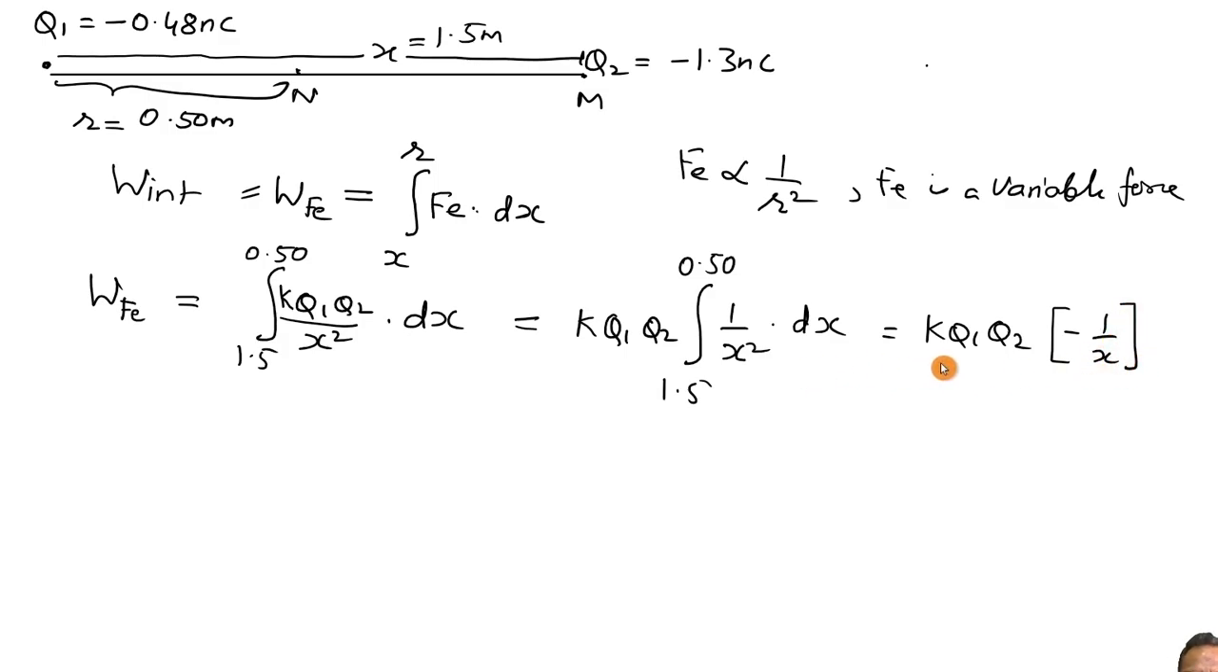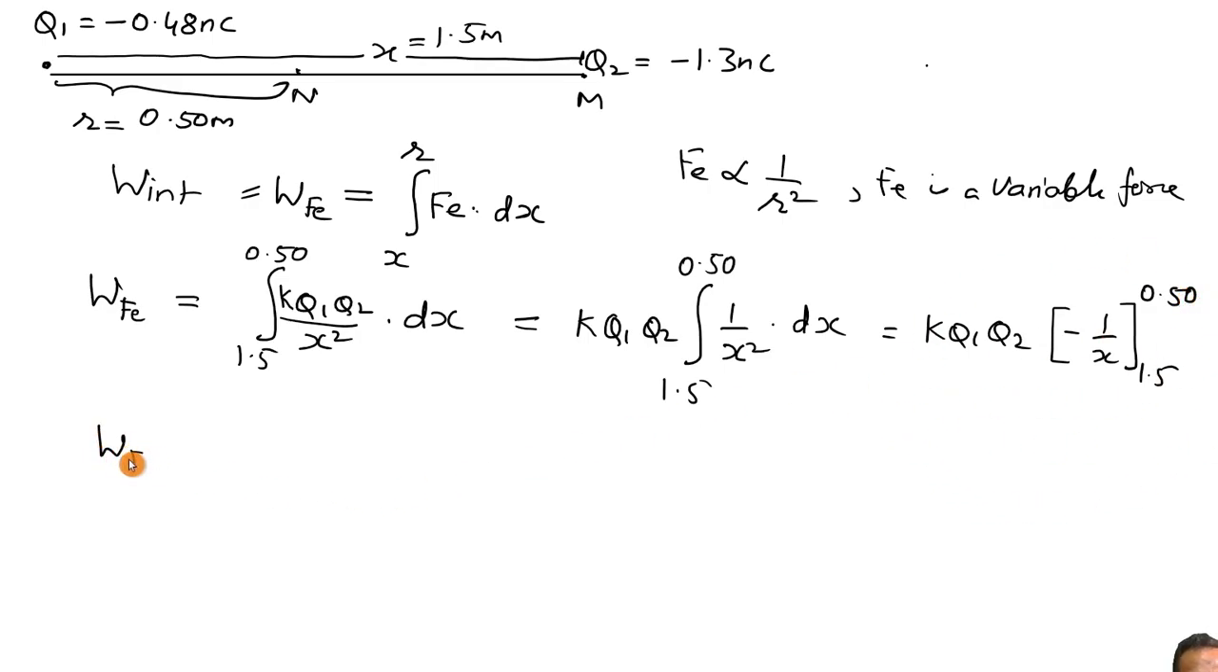Now this much calculus I assume that you people must be knowing, and that is why I am not going to explain that part, because that is purely mathematics and I am here to deal with the physics topic. Anyways, the integration of 1 upon x square is minus 1 upon x, and the limits will be 1.5 and 0.50. Now we can work this out.